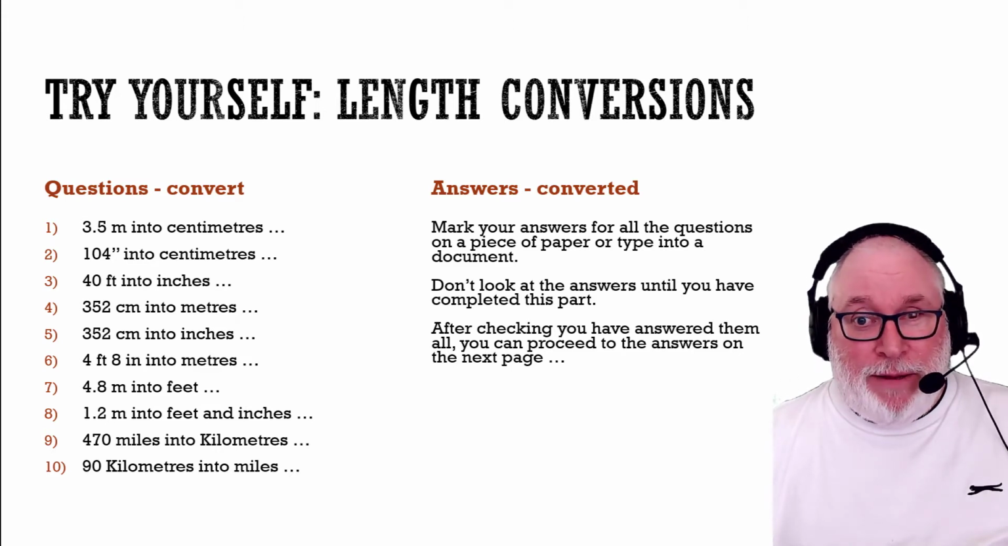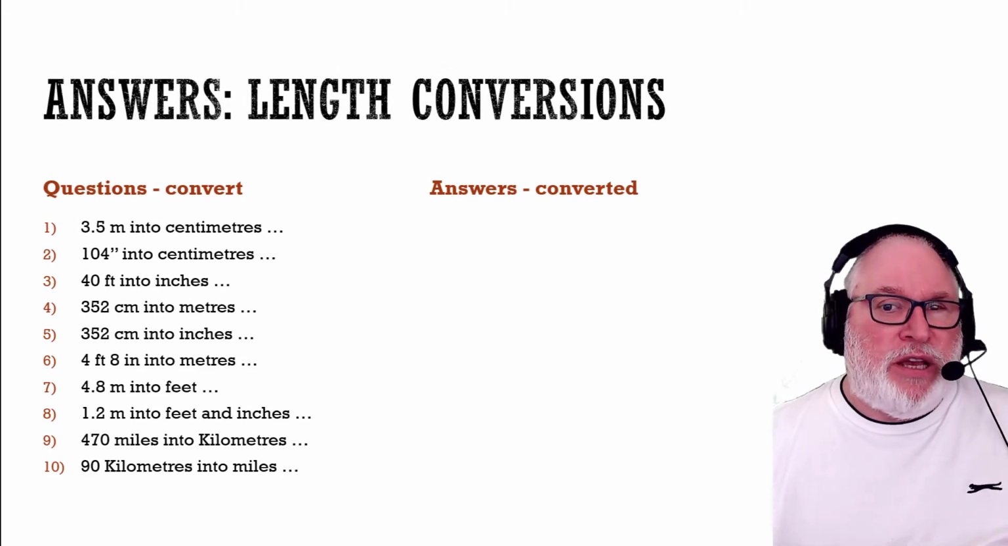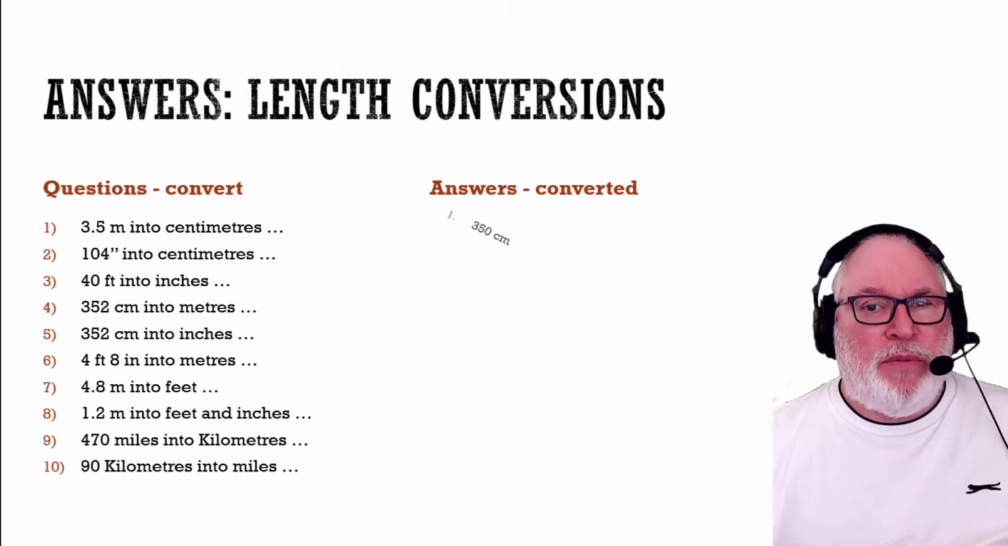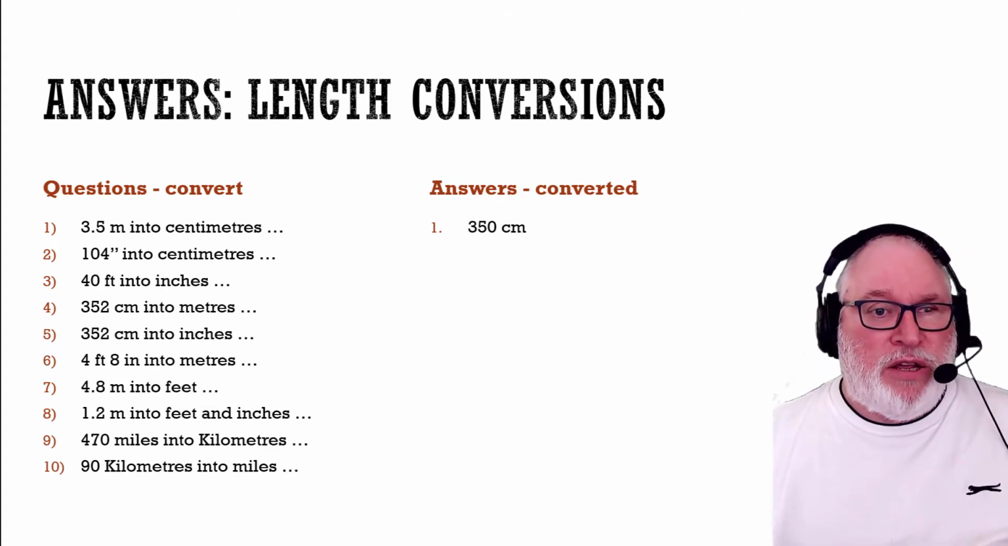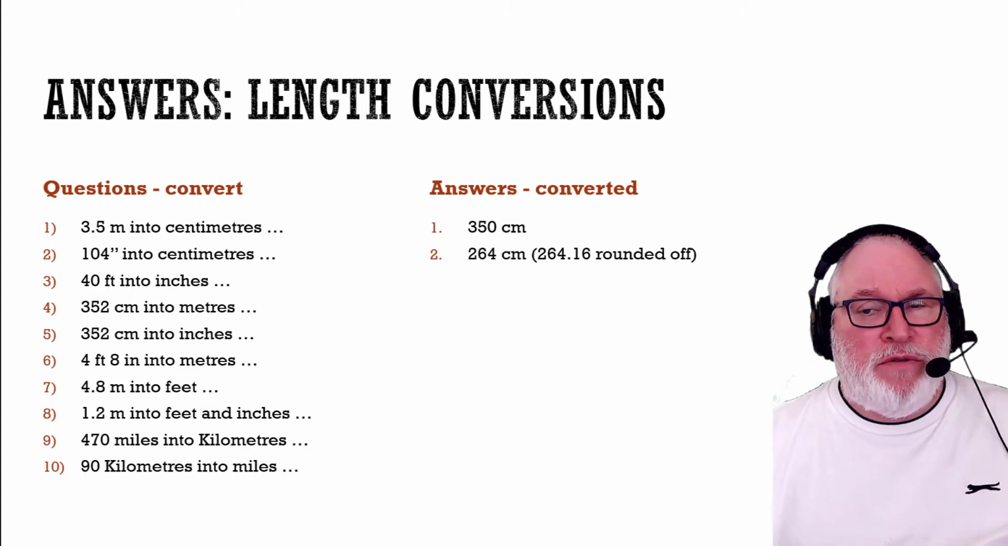And you're back, maybe. Anyway, right, let's have a wee look at the answers. So I'm going to give the answers here anyway, and if you need them explained, then hopefully you'd look at the conversions there. So 350 centimetres, it's just divided by the 100 there. So 2.64 centimetres, rounded off from 264.16.